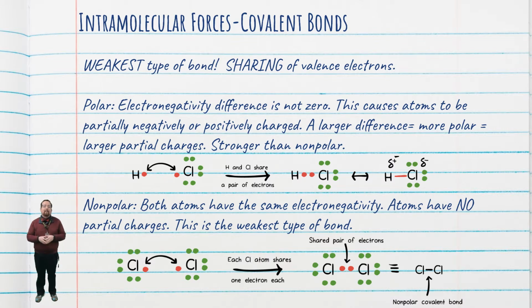So of all of our types of bonding, metallic is the strongest, and then ionic is the next strongest, polar covalent is the next strongest, and then nonpolar covalent is the weakest.